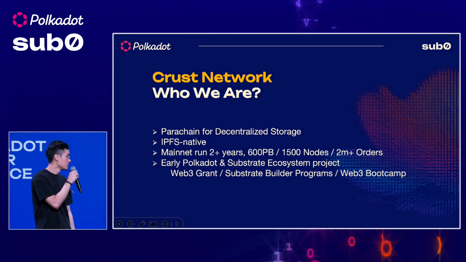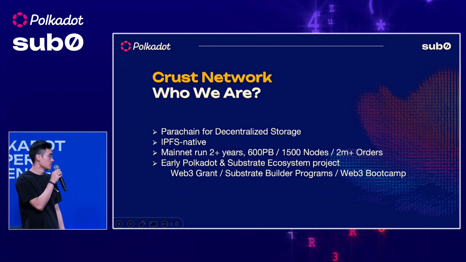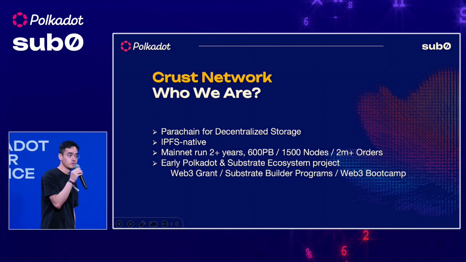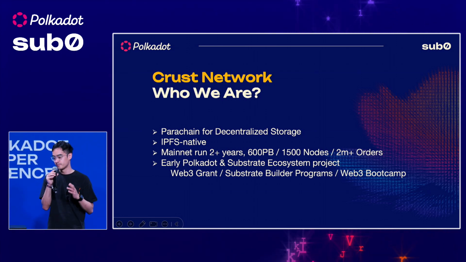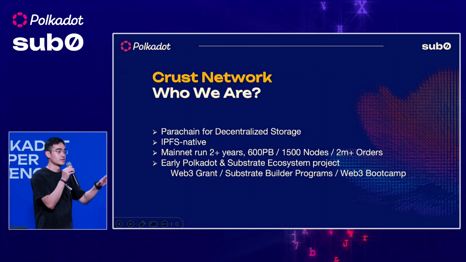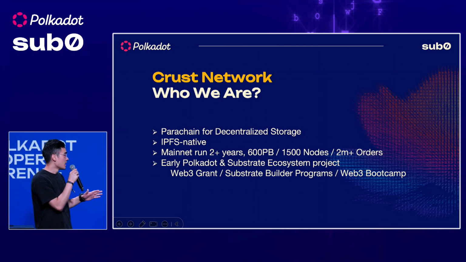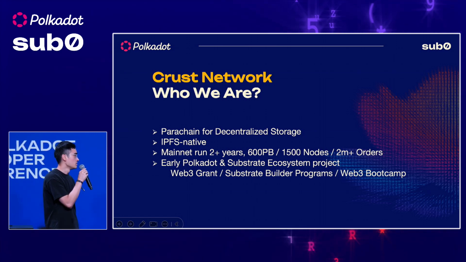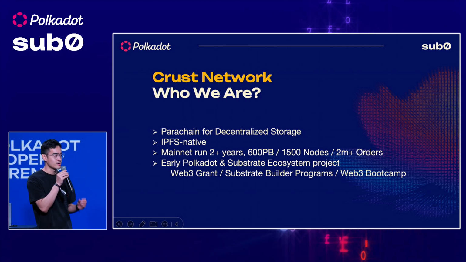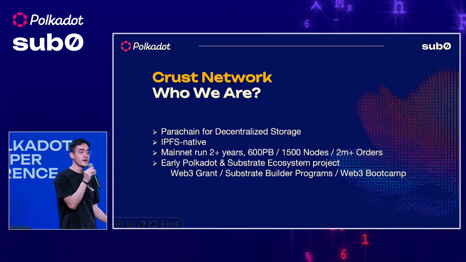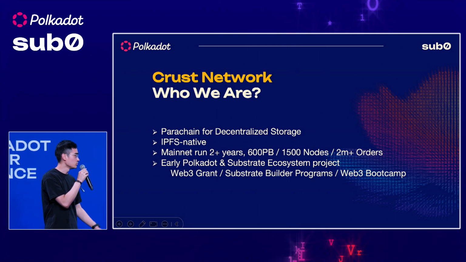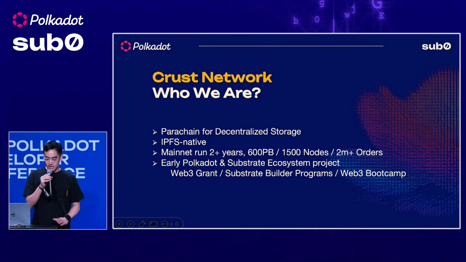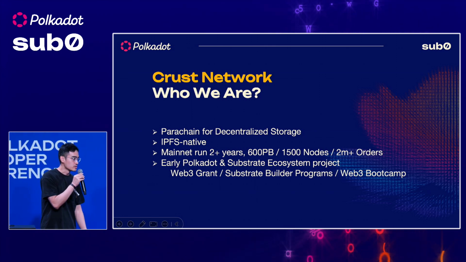Crust Network is basically a parachain made specifically for decentralized storage. It supports IPFS native storage, so you can take Crust Network as an incentive layer built upon IPFS. We have been running our mainnet for more than 2 years, and at its peak had 600 petabytes, more than 1,500 nodes as storage providers, and more than 2 million storage orders on chain, and it's still increasing. We are also among the very early Polkadot and Substrate contributors.